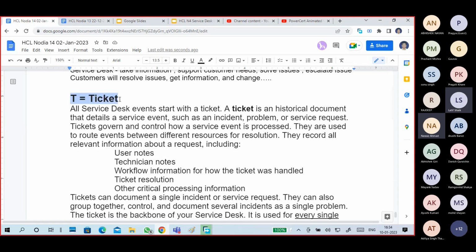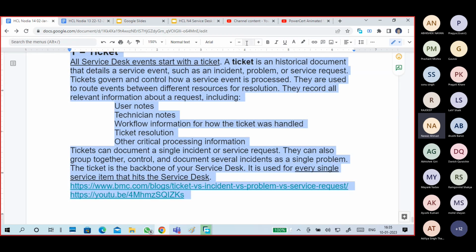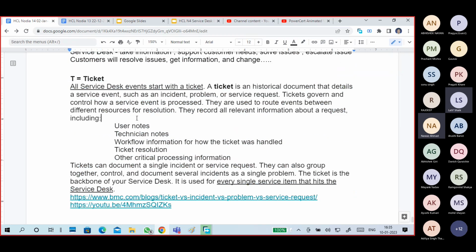What is a ticket? All service desk events start with a ticket. That is clear.